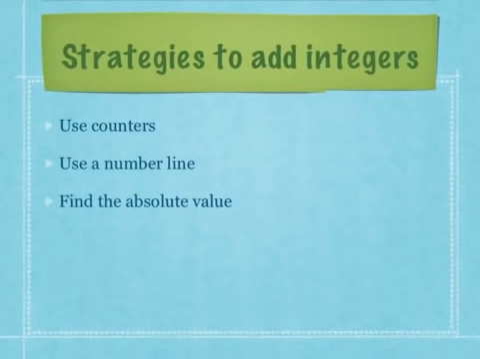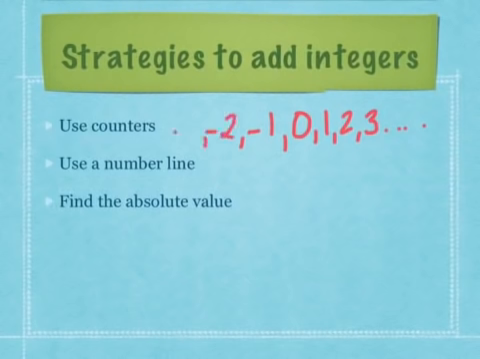Before we get into our strategies to add integers, let's review what an integer is. An integer is all of our whole numbers, which include 0 and our positive numbers. And then integers also include the positive numbers' opposites, which are our negative numbers, and those go this direction on a number line.